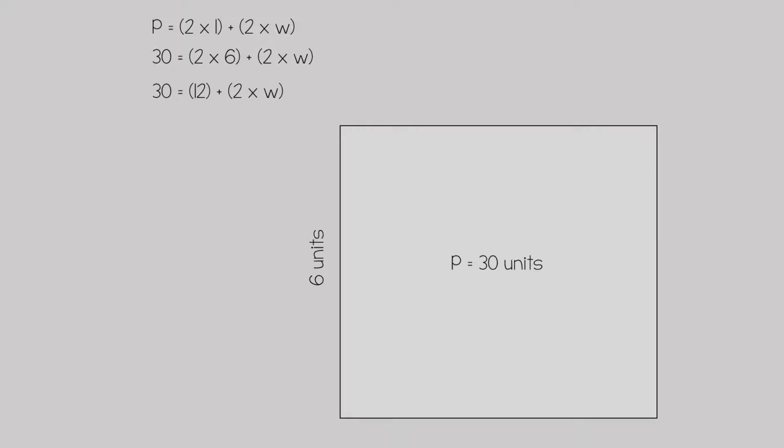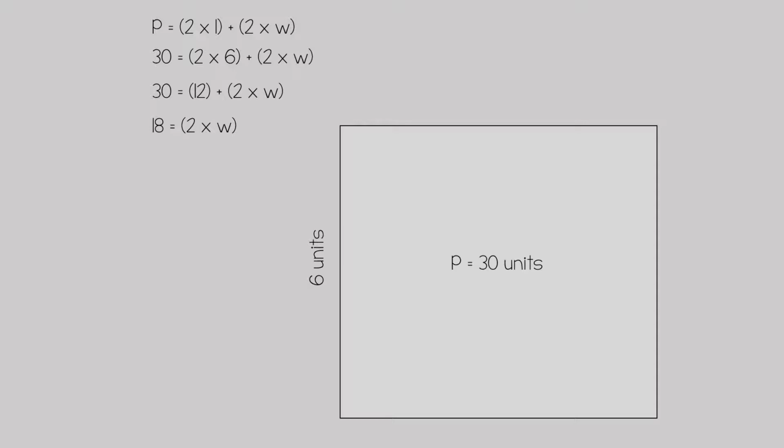2 times 6 equals 12, and again, the perimeter is 30. We can now subtract 12 from 30 to find the remaining length of the 2 missing sides. So now we have 18 equals 2 times W. So we need to think of something that can be multiplied by 2 to get to 18.